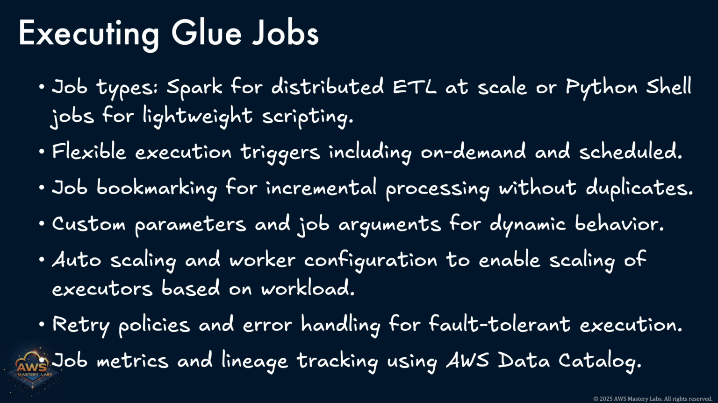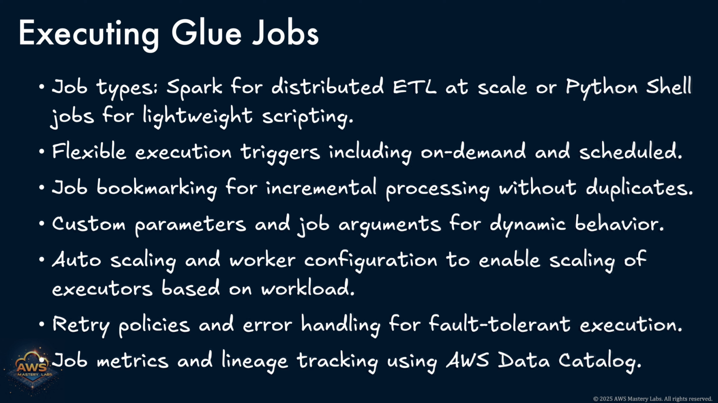Job performance is optimized through scalable worker configuration. You can choose from different worker types like standard, G1X, or G2X, and even enable auto-scaling of executors so your job adapts to the volume of data being processed. And when things go wrong, AWS Glue helps you stay resilient. You can configure retry policies and custom error handling logic to automatically manage transient failures or known exceptions in a controlled manner.